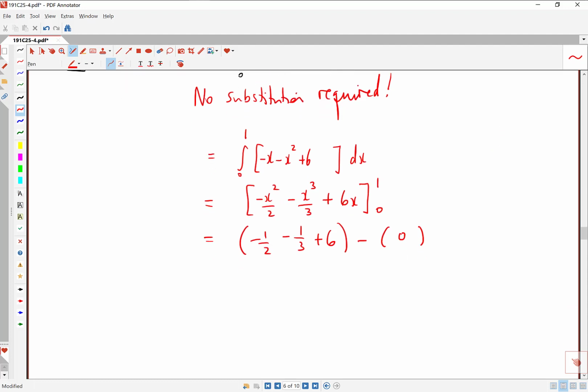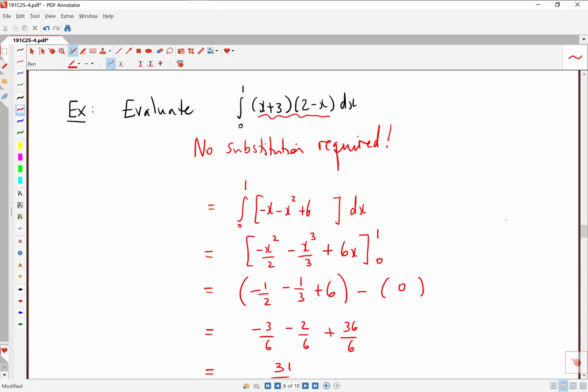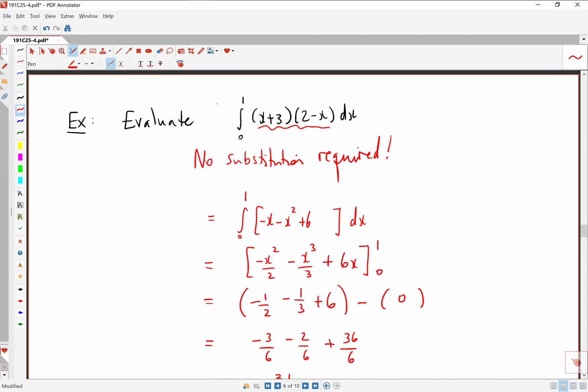So let's put everything over a common denominator. We'll put everything over 6. So we got minus 3 over 6 minus 2 over 6 plus 36 over 6 gives us a final answer of 31 over 6. So just something to be aware of, that for some of these problems, you don't need substitution. You can just expand out the integrand and get the problem done that way.